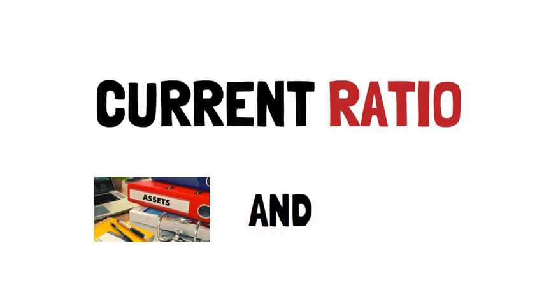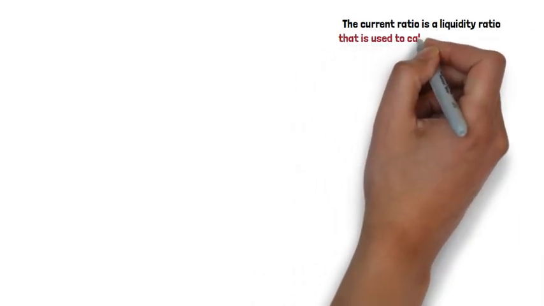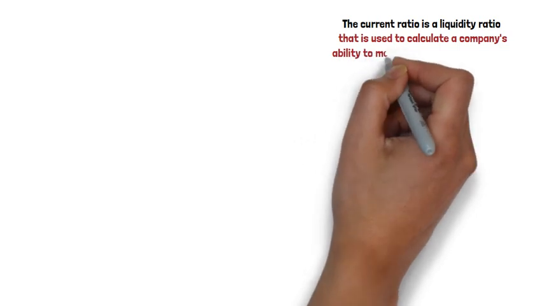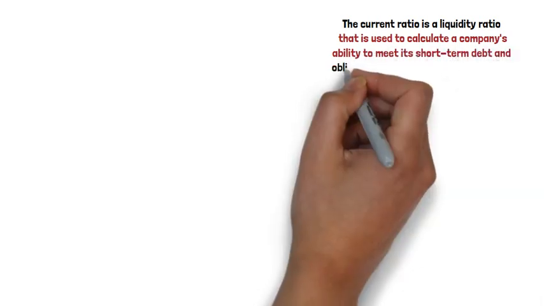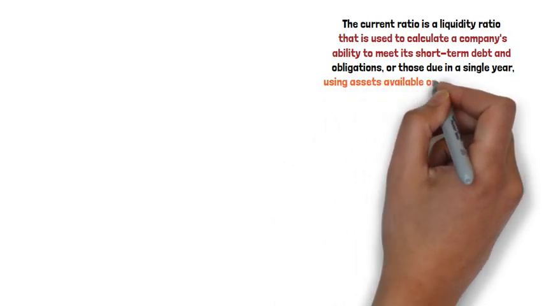We will start by defining current ratio. The current ratio is a liquidity ratio that is used to calculate a company's ability to meet its short-term debt and obligations, or those due in a single year, using assets available on its balance sheet. It is also known as working capital ratio.